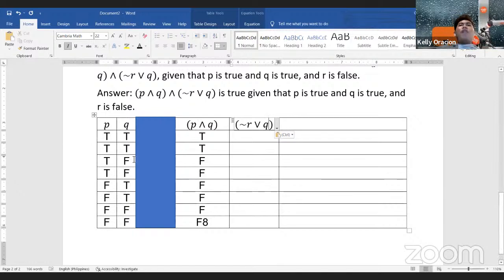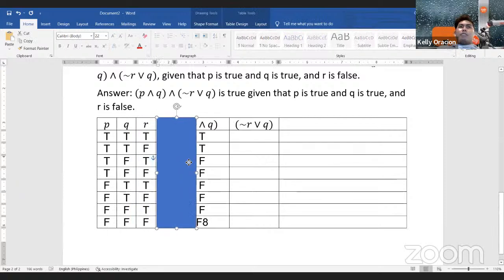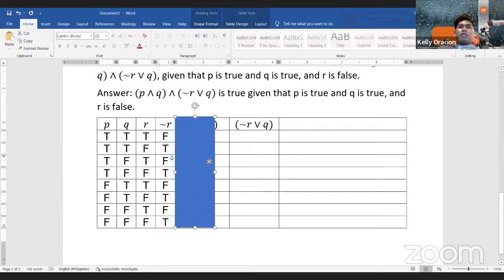Our focus for this one is the variables negation of R and Q. There are also two variables given here. Again, we are going to focus on the negation of R and Q. So, let's cover the rest. Okay, we will cover this one.